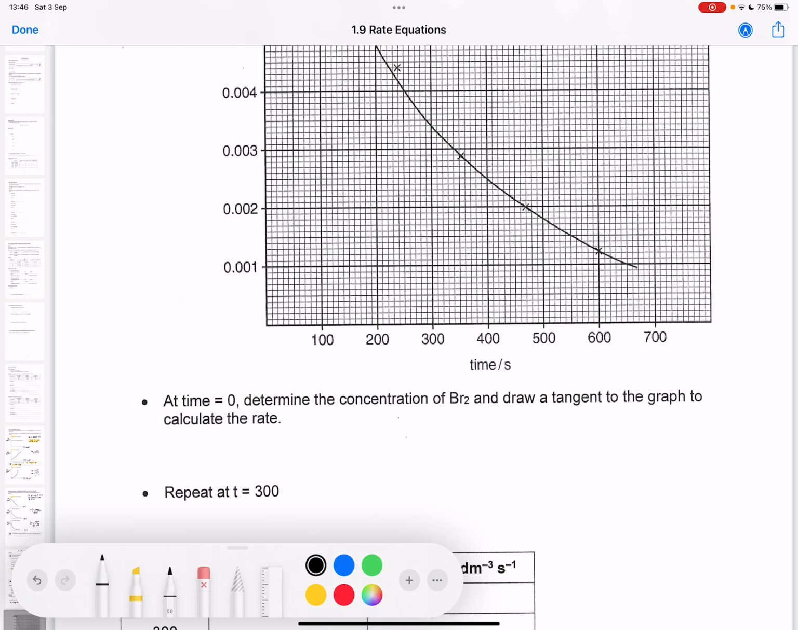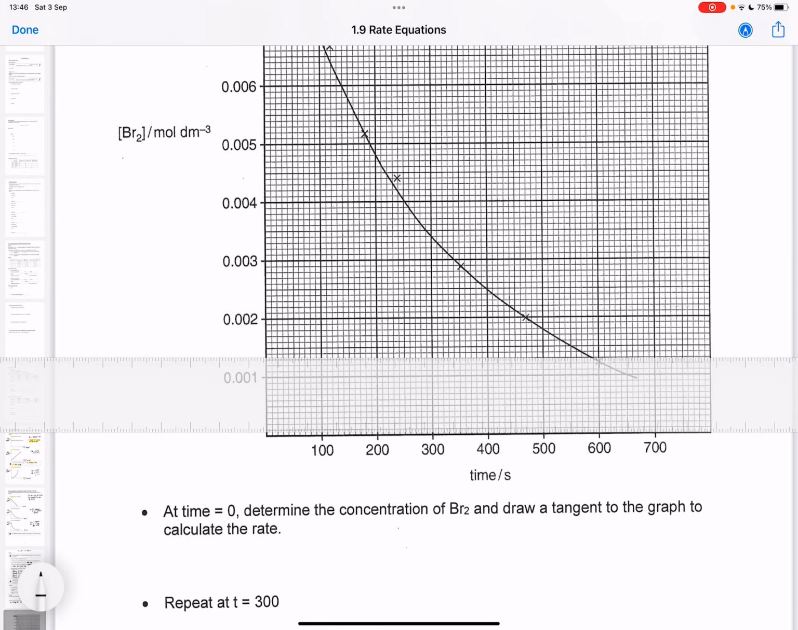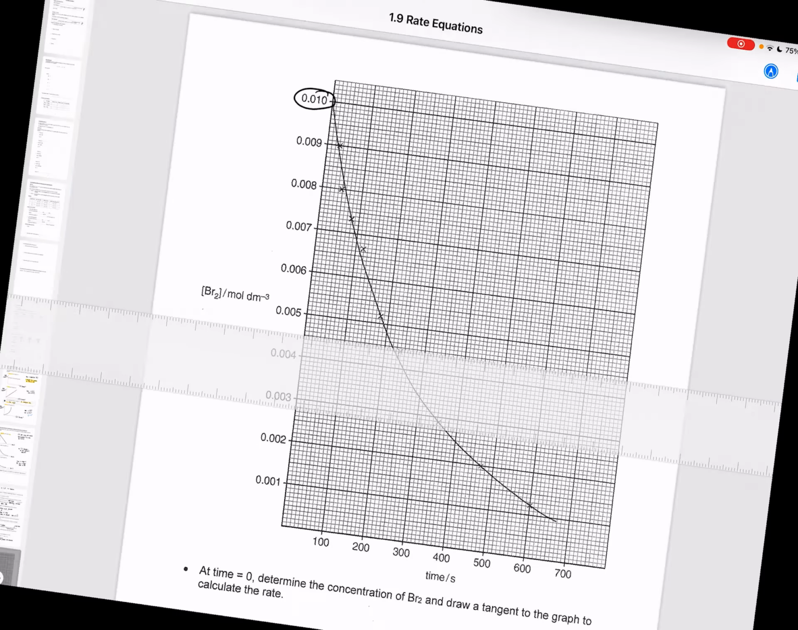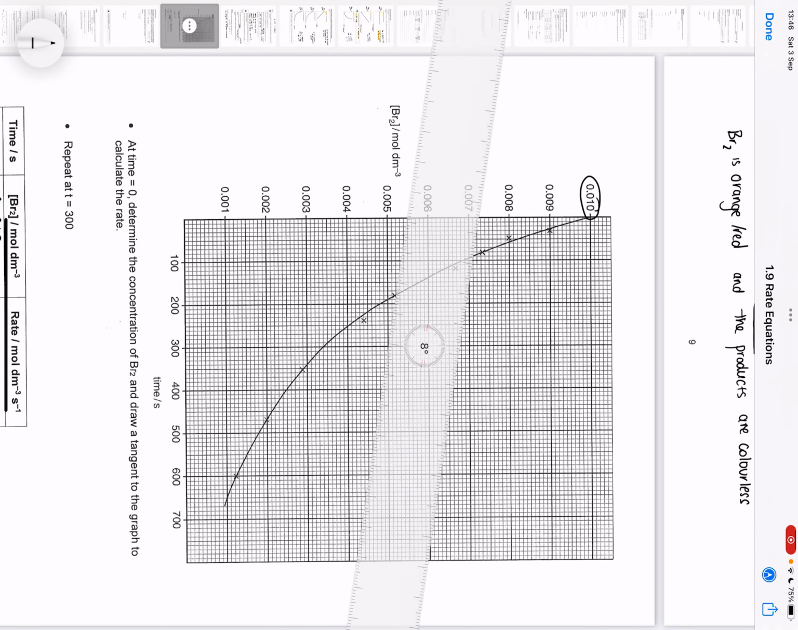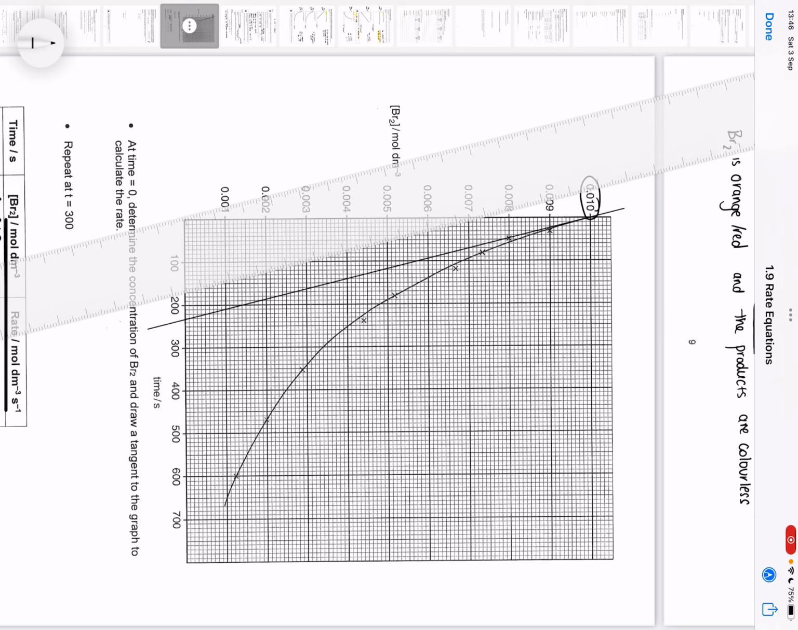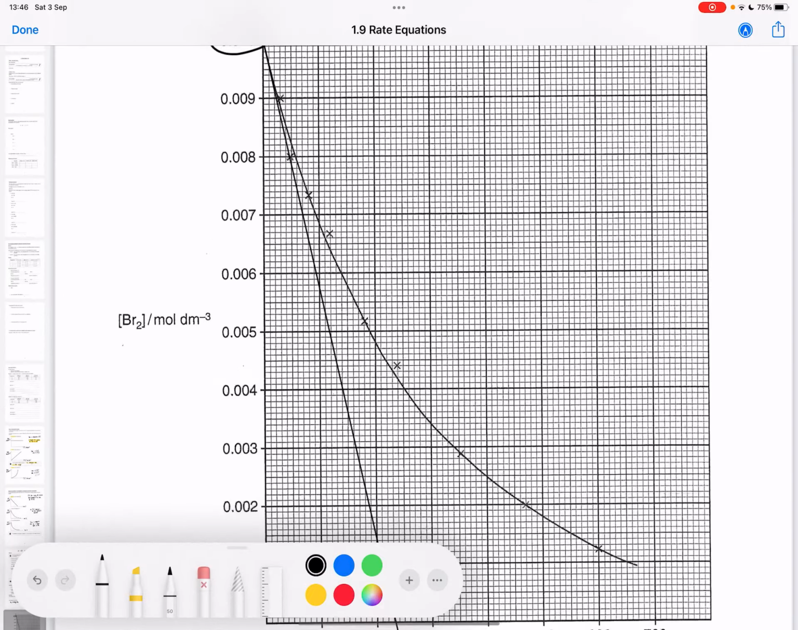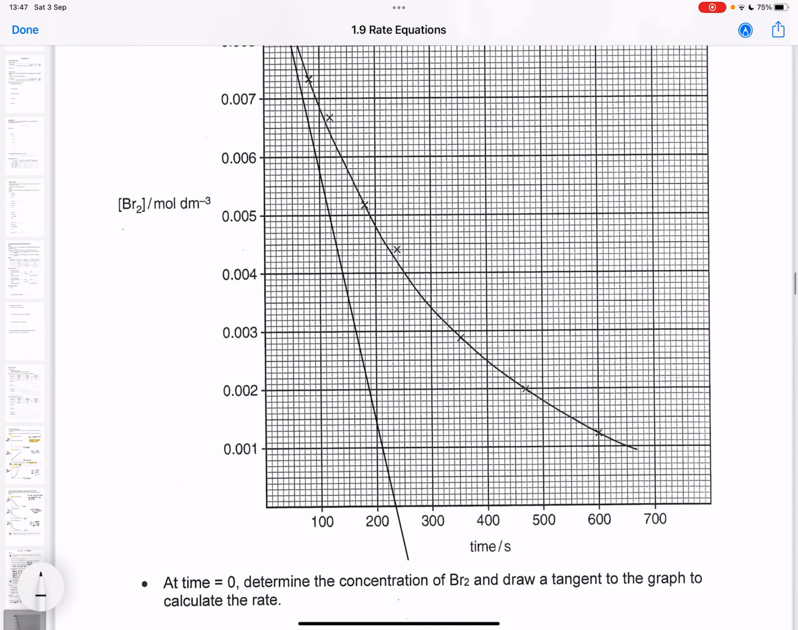So we're going to need a ruler for that. I'm going to just temporarily rotate the page so that I can see the whole graph on the page. I will turn it back in a second. And we're going to line our ruler up with the graph at time equals 0, so at the very start, and we're going to draw a tangent to the curve at that point. So I'm just going to do that now. Okay, I'm going to take my ruler away. We'll rotate it back round. And so then we can measure our gradient.